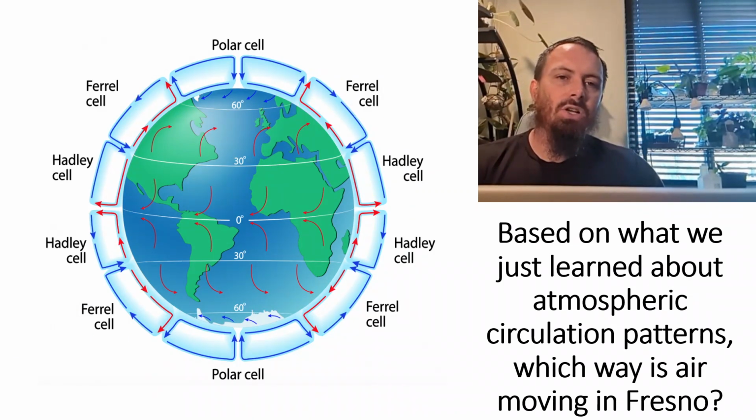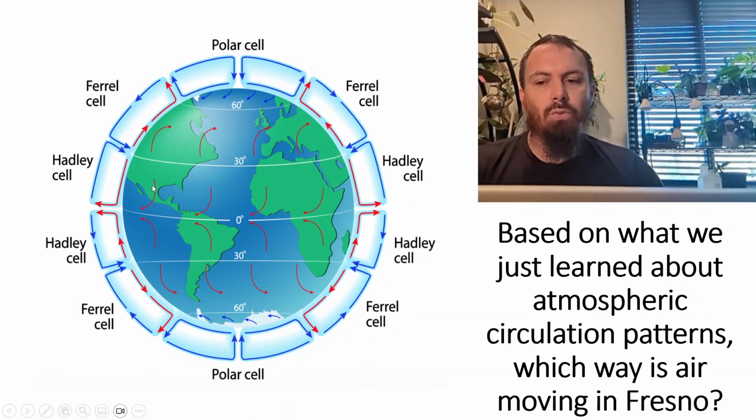Now, based on what we just talked about, which direction do you think the air is moving in Fresno? So try and recall, where was Fresno on the map, and then which way would the air be moving?